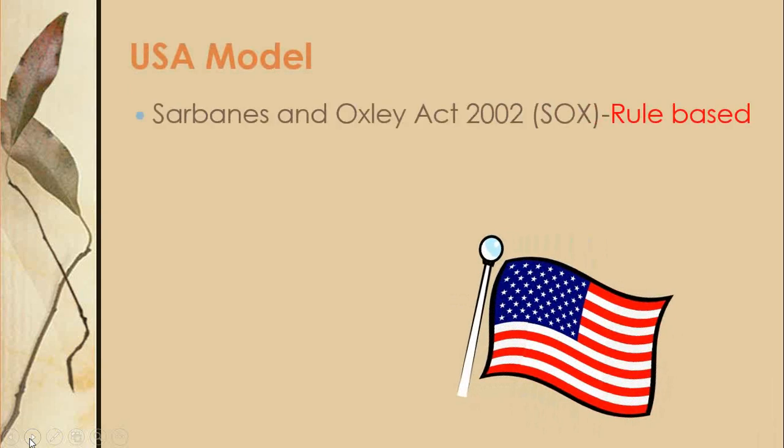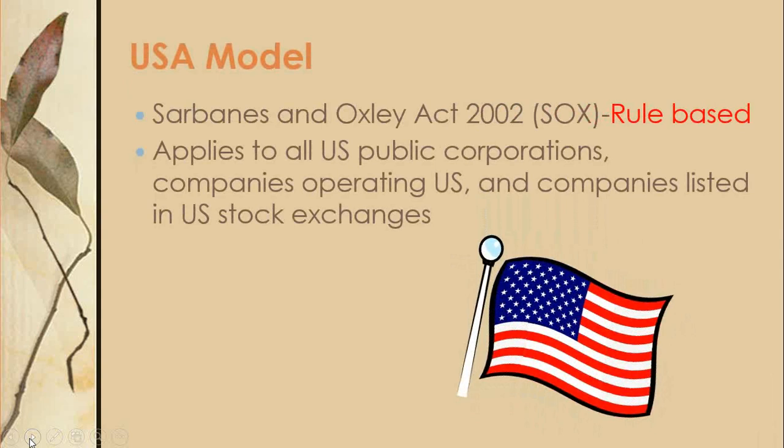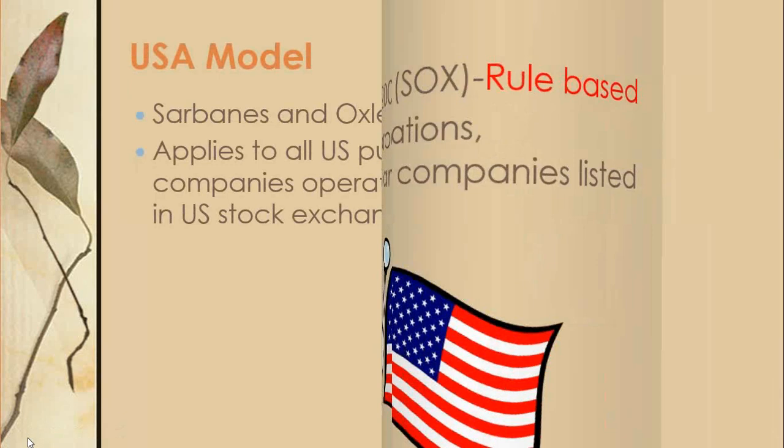As I said, it's rule-based, it's a law. It is called the Sarbanes-Oxley Act 2002, commonly called SOX, rule-based. It applies to all US corporations wherever they are. Whether they are operating in the US or any other place, it applies to any US corporation, and also to companies listed on the US stock exchange. So even if a UK company is listed on the New York Stock Exchange, the SOX model applies to them. Later on we will do a little comparison of these two models.